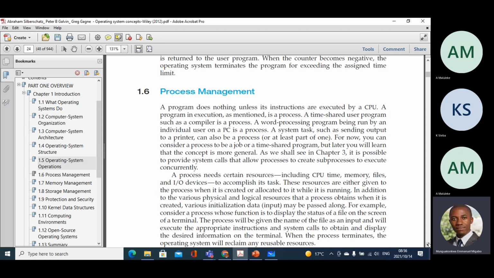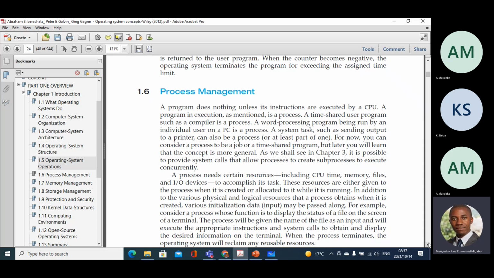In addition to the various physical and logical resources that a process obtains when it is created, there may be some initialization or data input passed along. For example, consider a process whose function is to display the status of a file on the screen of a terminal. The process will be given the name of the file as input, so that's one of the data that it needs, and it will execute the appropriate instructions. So the process is displaying the file's information on the screen, but it must get the name of the file from somewhere.